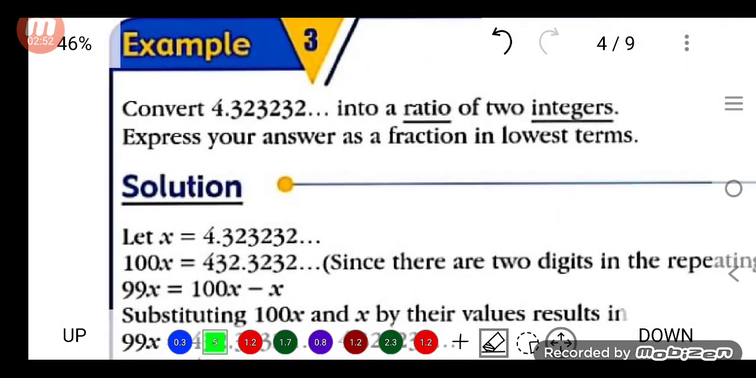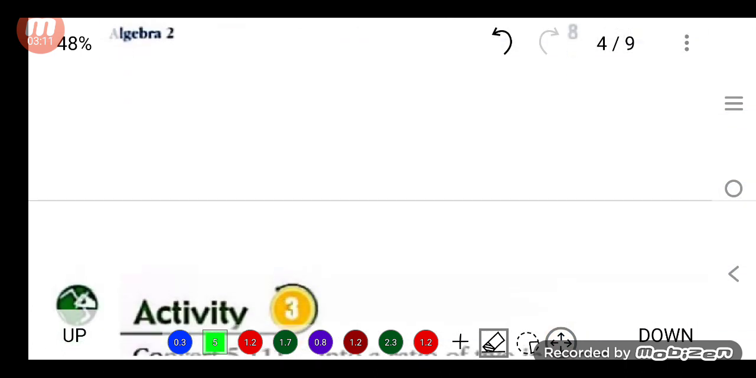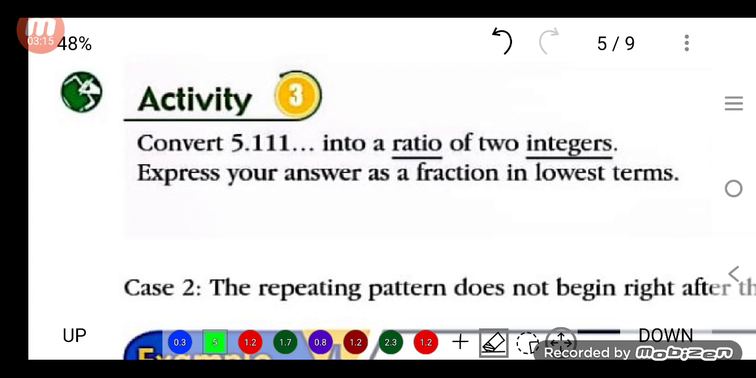Okay, here this is one of the most difficult problems students usually face: converting a recurring decimal into a fraction. This is called a recurring decimal. How to convert a recurring decimal into a fraction? In this activity, for example, we have 5.111. We want to convert it into a ratio of 2 integers.